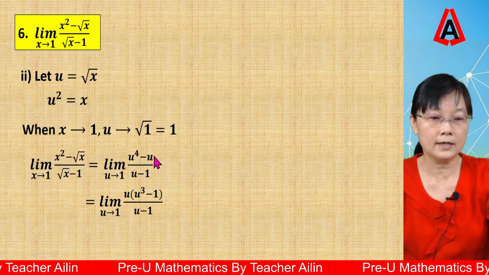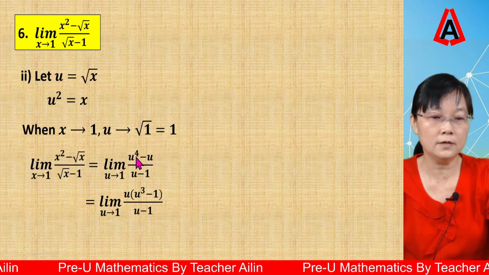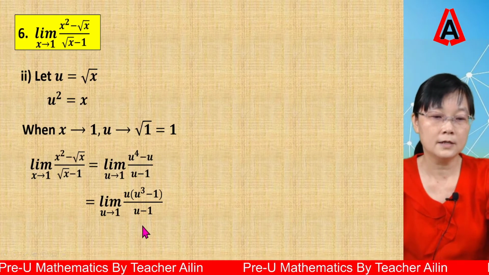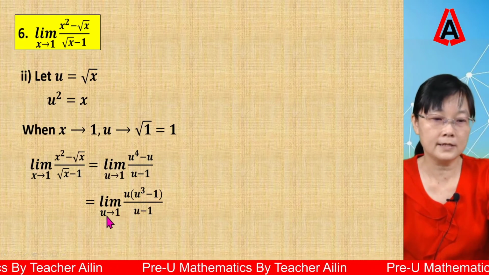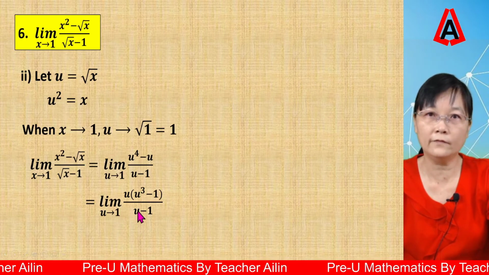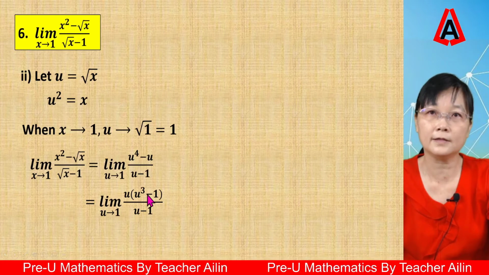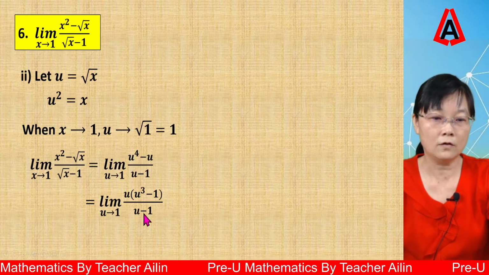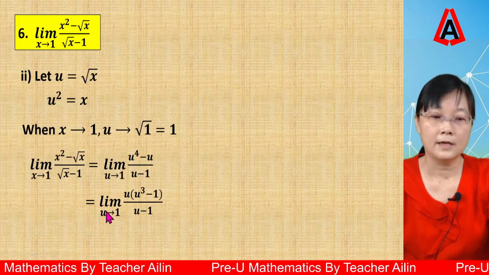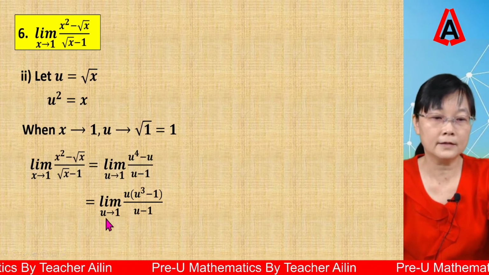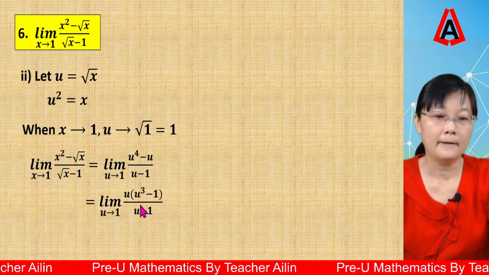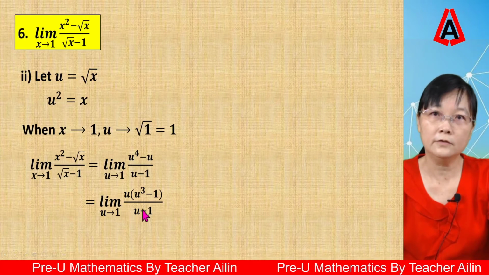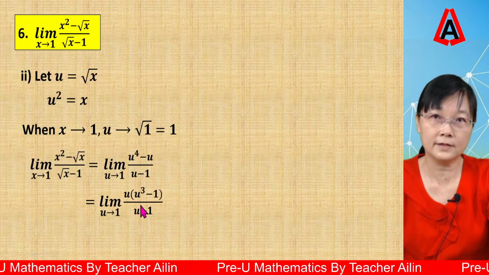So now I factorize the u on the numerator. After factorizing, I substitute u with 1 for the second time. I find that it is still 0 over 0. So I'm going to use the second method to settle this problem. Maybe you can continue with L'Hopital's rule after this.